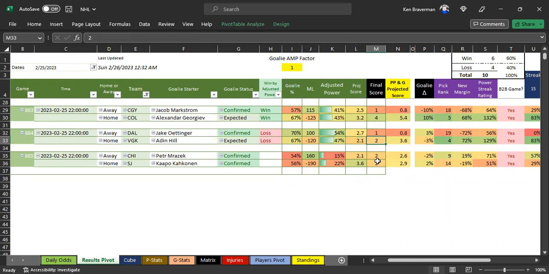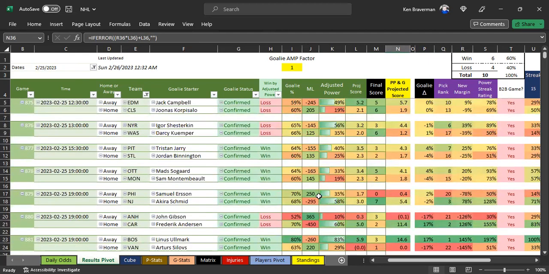Great stuff. And in this game, it thinks that San Jose will, thinks Chicago can't. This is a tie. It doesn't know what's going to happen. It's going to be a tie. All right, that's the recap.